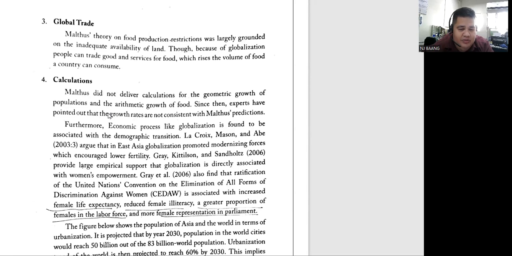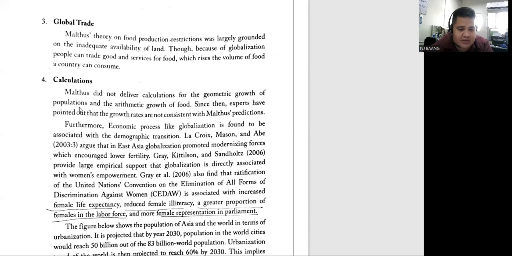Under the third, which is the global trade, Malthus's theory on the food production restriction was largely grounded on the inadequate availability of land, no? Though because of globalization, people can trade goods and services for food, no? Which is the rise of the volume of food a country can consume because of the global trade, di ba?